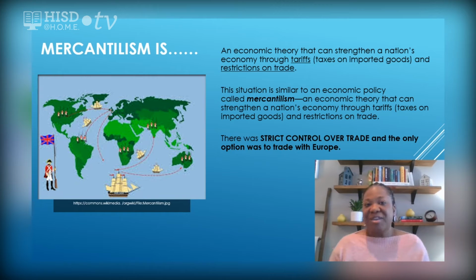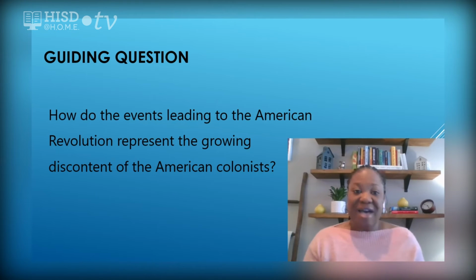Don't you think this may have created a problem with trade? Well, let's look a little bit deeper into this. Your guiding question today is, how do the events leading to the American Revolution represent the growing discontent of American colonists? Let's read that again. How do the events leading to the American Revolution represent the growing discontent of the American colonists? That's something to think about.